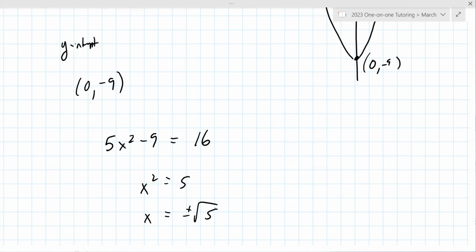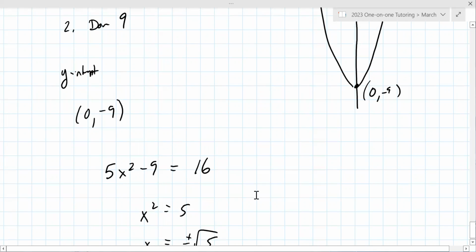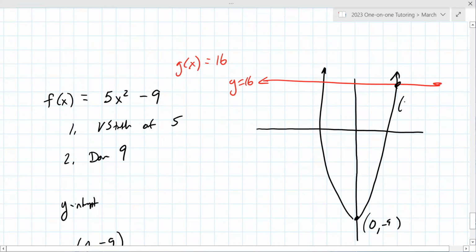Right? We already have the y-intercept. The whole point of this was to get those 2 points. Square root of 5, comma, what's the y value here? It is 16. Okay, and then minus square root of 5, 16.